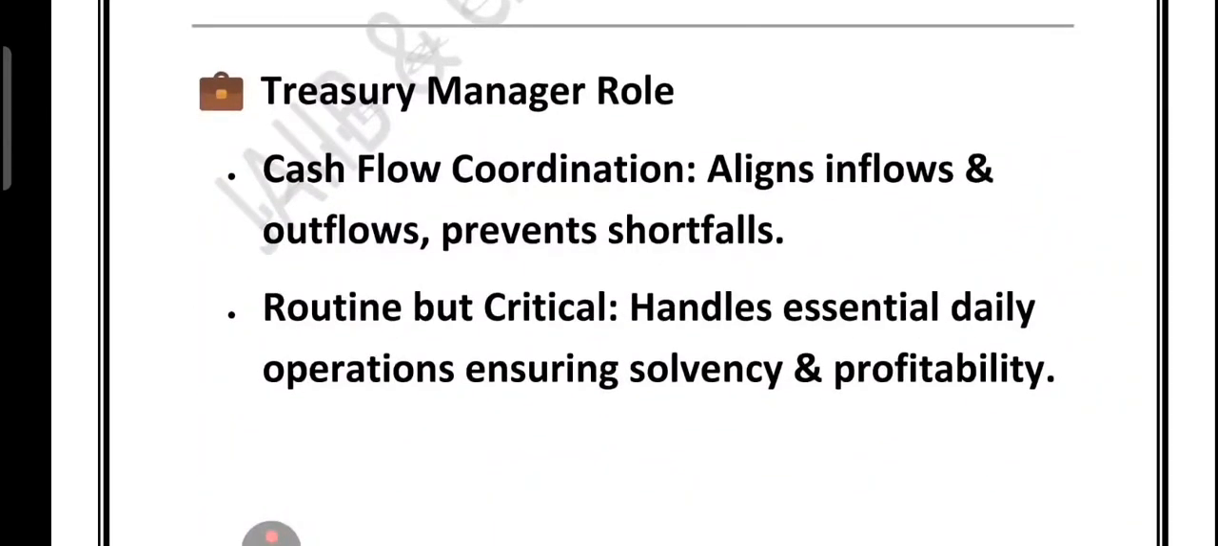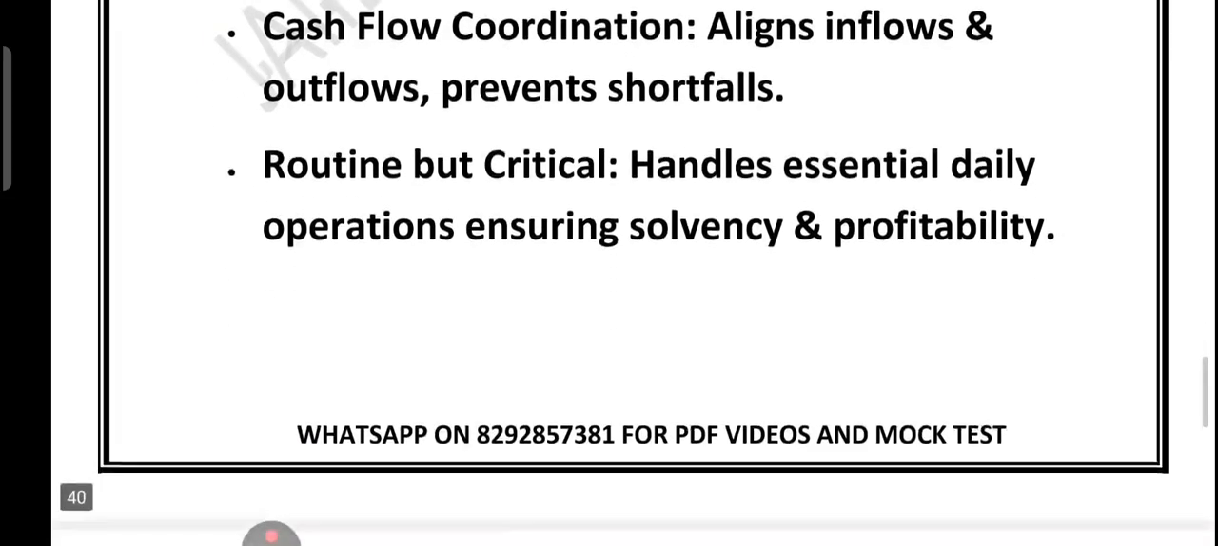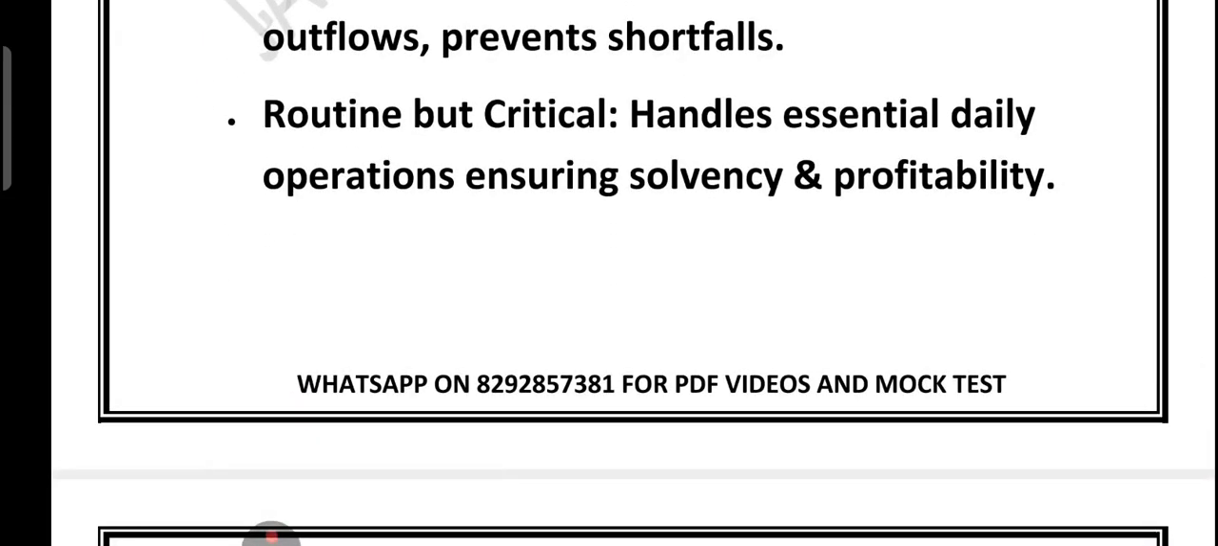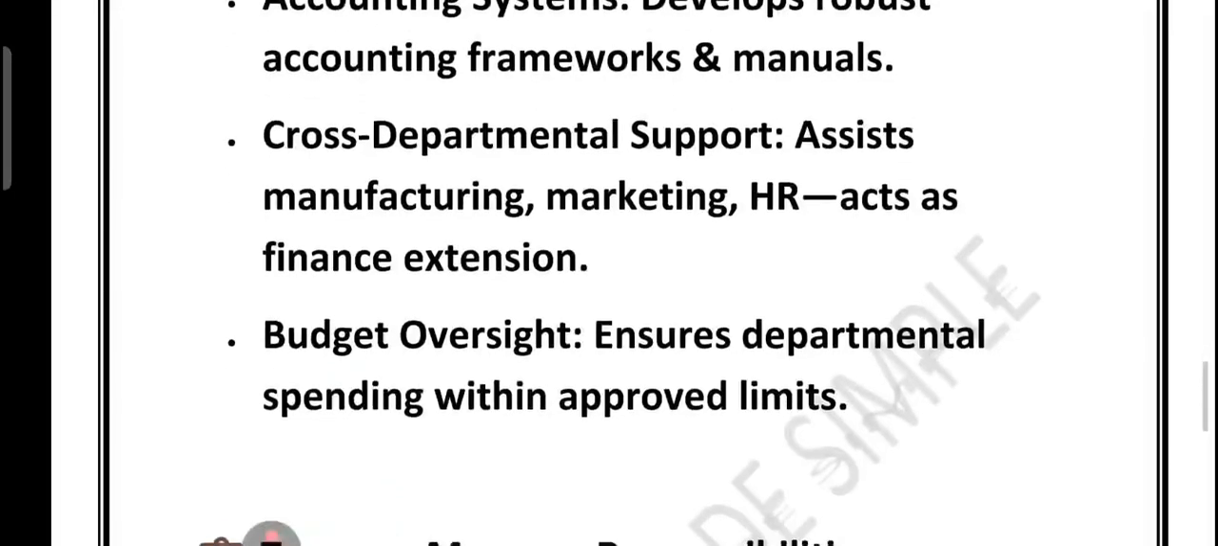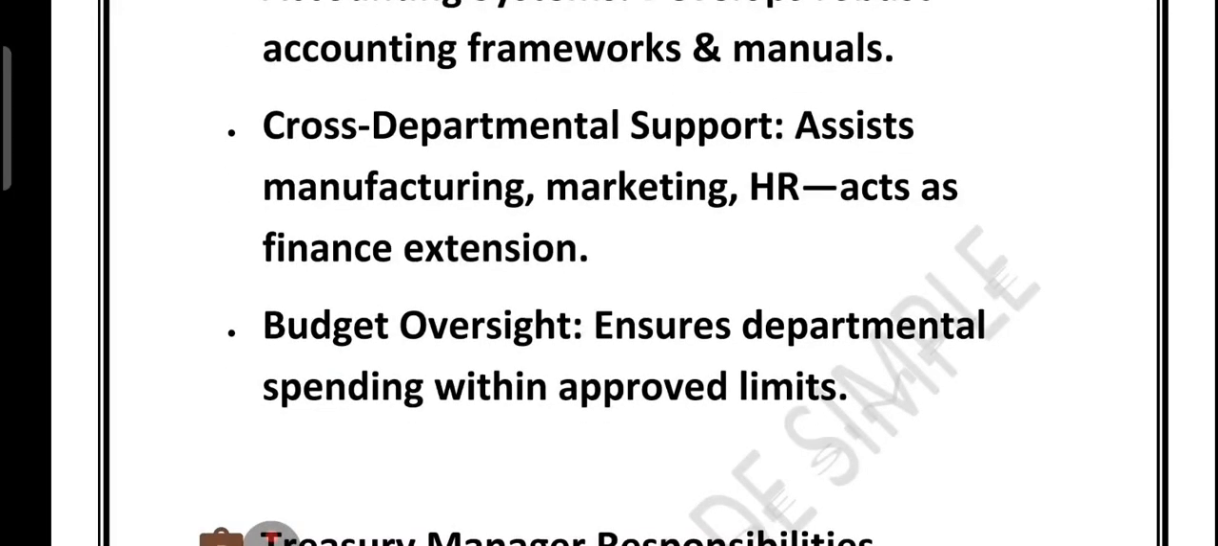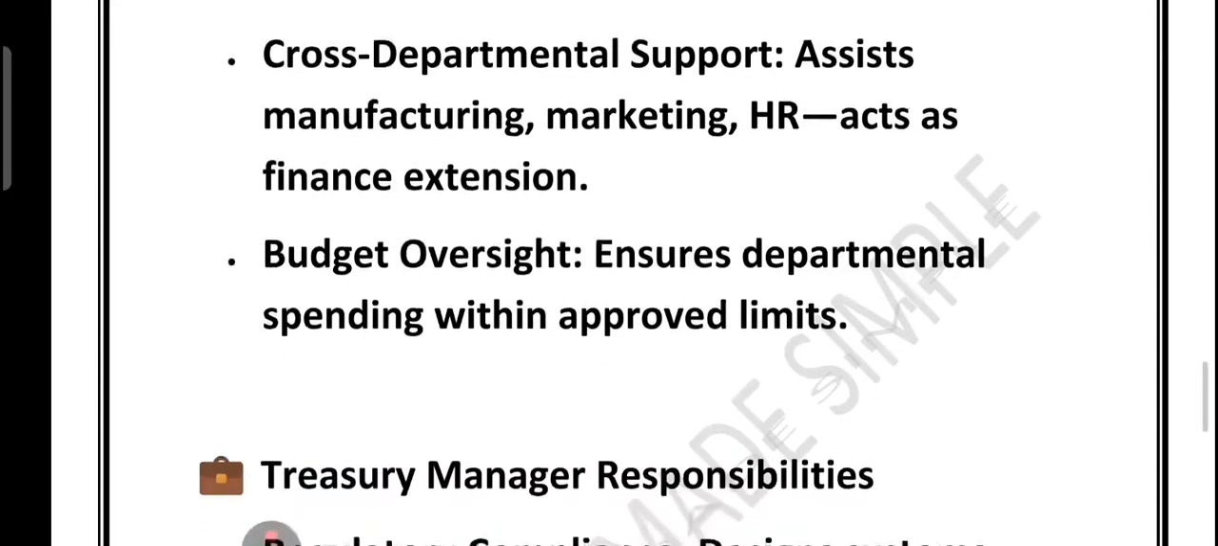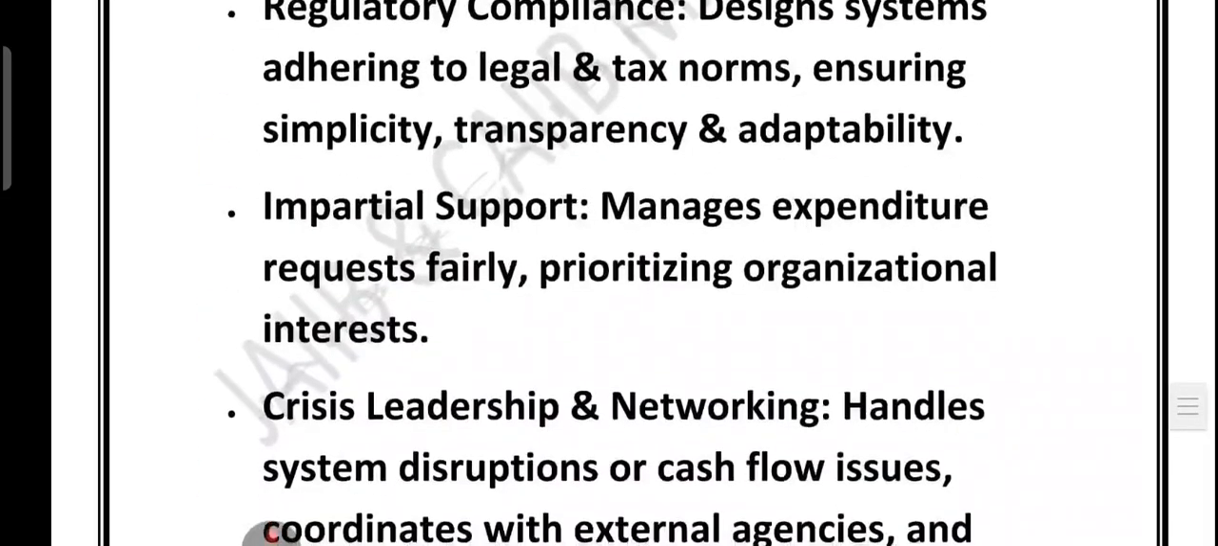If you look at the role of the treasury manager: cash flow coordination, which means aligning the inflow and outflow to prevent fund shortage. Routine but critical, so they manage essential daily operations to ensure solvency and profitability. Accounting system, cross-department support, budget oversight. These are all the roles of the treasury manager. So in short, a flexible treasury structure ensures the company adapts to changing financial needs, while the treasury manager keeps daily operations smooth, cash flow stable, and departments coordinated.